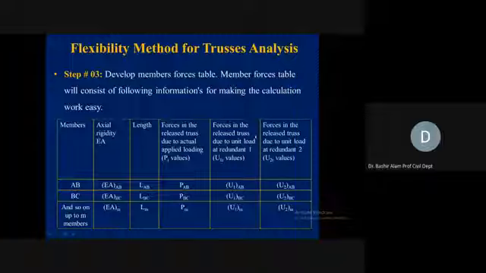Then forces in the released structure due to unit load at redundant location 1. So that will give you U1 for member 1. Here you can see U1 for AB, U1 for BC, U1 for this other member, let's say CD, and so on. So U1 corresponds to the small m1 values. And similarly, corresponding to redundant action 2, you analyze the structure and get these U2 values for each member.